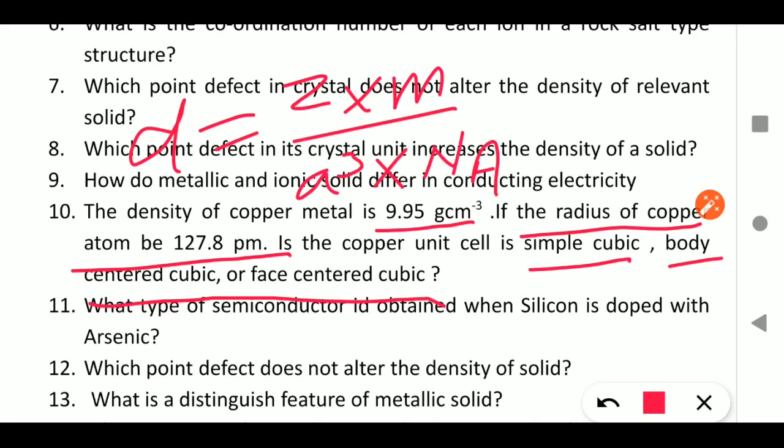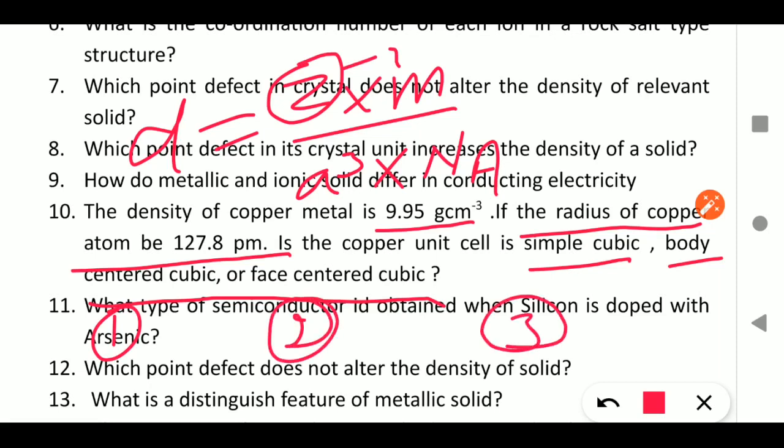So what will you do? You will find Z, and you will do this question 3 times, and you will give me the answer by commenting. First, take the density: 9.95 is equal to Z, which you have to find. M, what is that? Copper. So you will check what is the atomic mass of copper, 63.5 or what? Suppose I am saying it is 63, or 58 something.